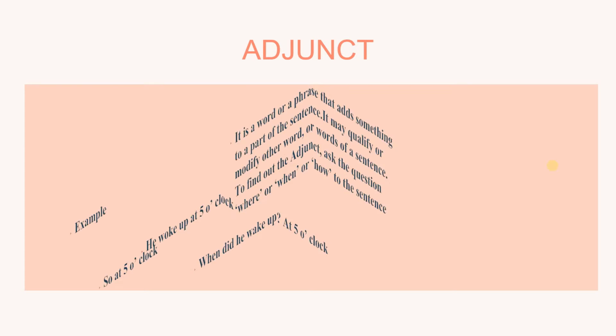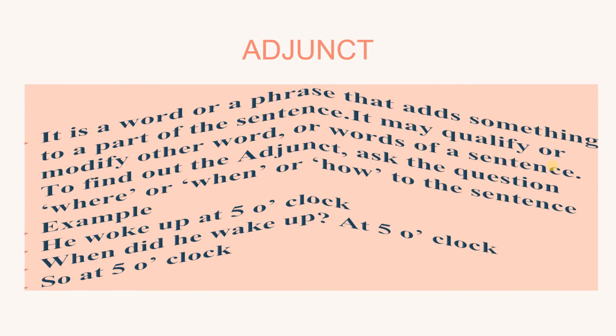Adjunct. It is a word or a phrase that adds something to a part of the sentence. It may qualify or modify other word or words of a sentence. To find out the adjunct, ask the question where or when or how.